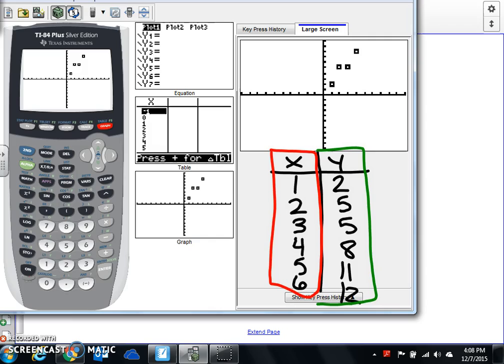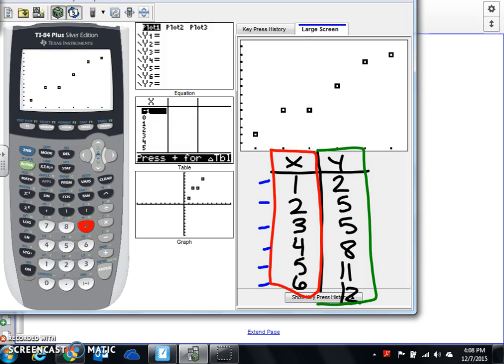Now, I only see 4 points, but I should see 1, 2, 3, 4, 5, 6 points. So what I need to do is go to zoom 9. If you scroll down there, I think it says zoom trig. Now we can see all of our points, 1, 2, 3, 4, 5, 6 points. That's about our line of best fit. We have a positive correlation, so we know our slope for our linear regression equation is going to be positive. All right, all that's good and dandy. This is how you find the linear regression line.